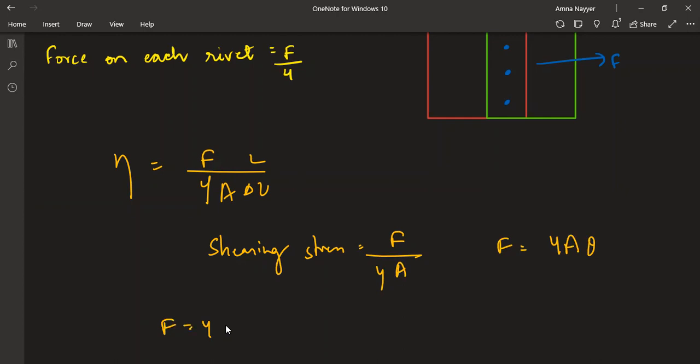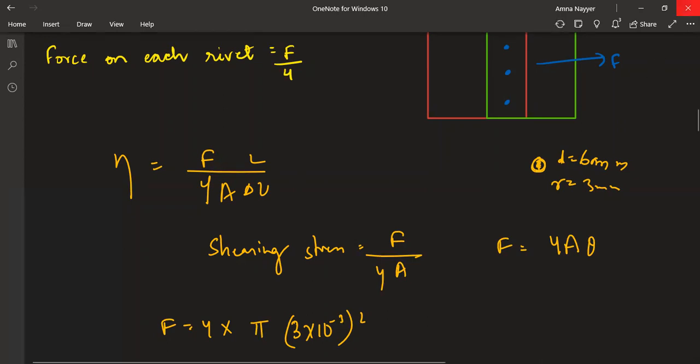So force will be 4 into area, will be pi into 3 millimeter whole square. This is the area, right? Diameter is 6 millimeters, of this one single rivet. So radius will be 3 millimeters. So area will be pi r square.